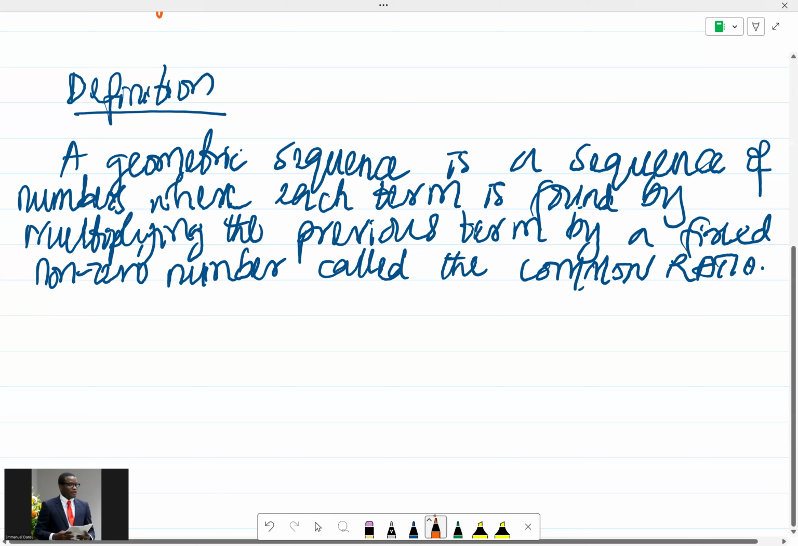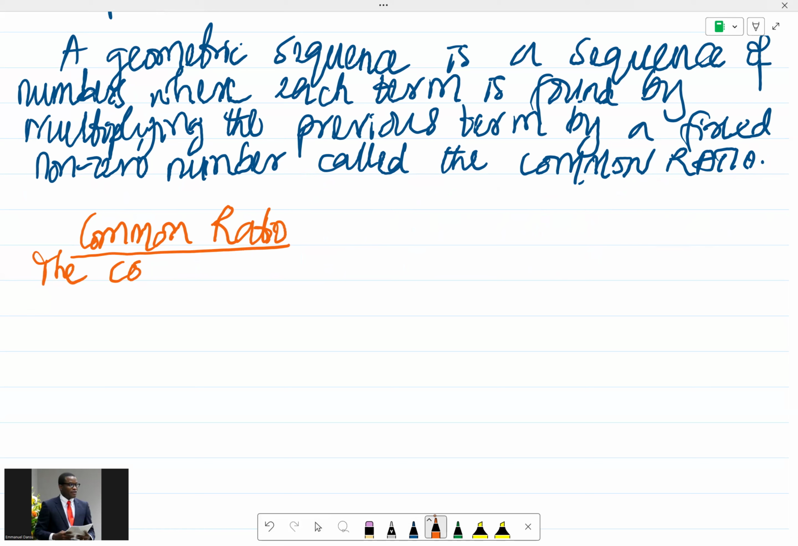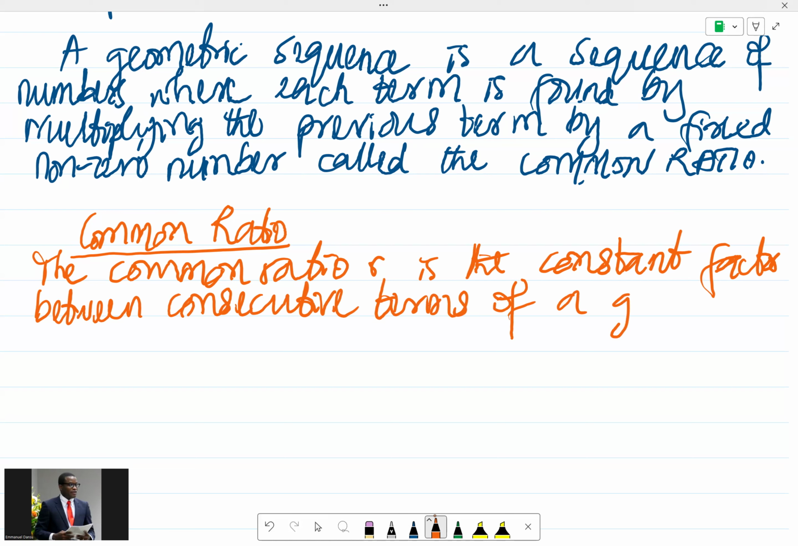So next, let's talk about the common ratio itself now. The common ratio, R, we use R for that. The common ratio R is the constant factor between consecutive terms of a geometric sequence.